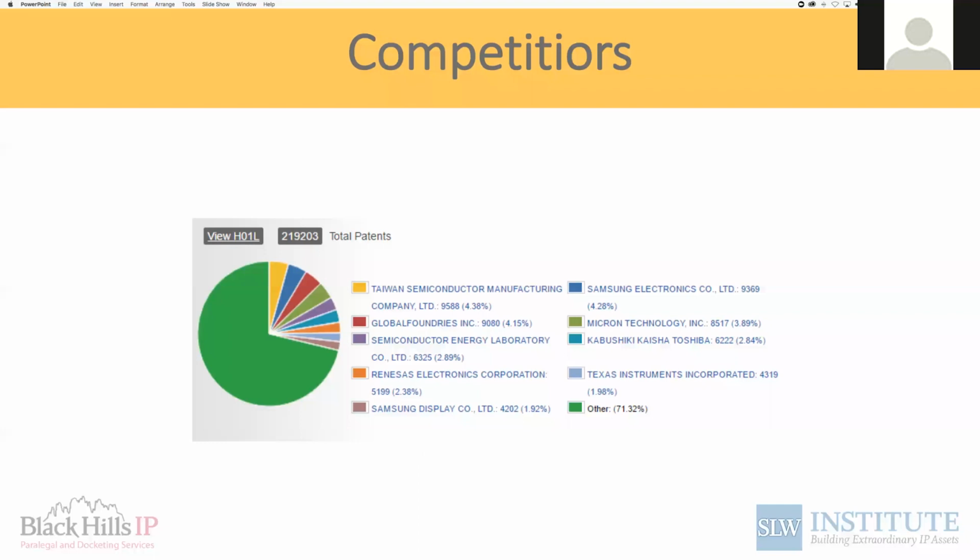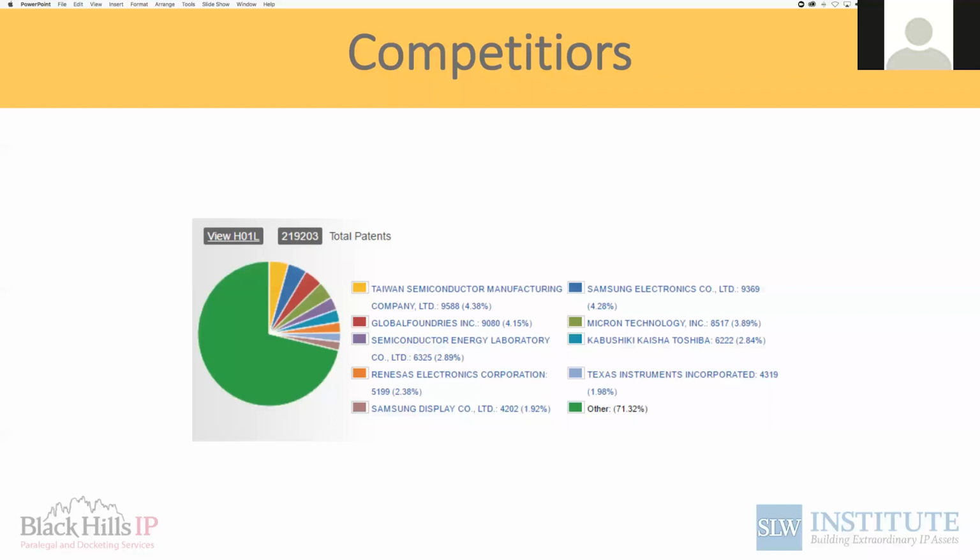Competitors. Obviously, we have to cover this because patents, by their very nature, are a competitive tool. Understanding competitor activity in the technological space, whether that be the technical class or the art unit, where we can get good public data, can help understand the value of the patent.